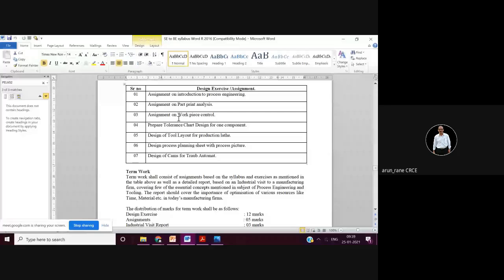But from your examination point of view, assignment number two, that is part print analysis, is very important. Then process planning is very important, and design of cams. These three assignments are very crucial and very important: part print analysis, then process planning, and cam design. Just go through this.